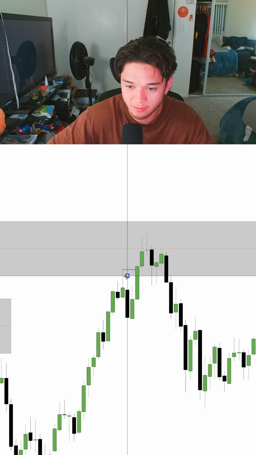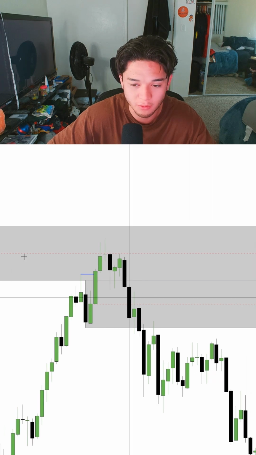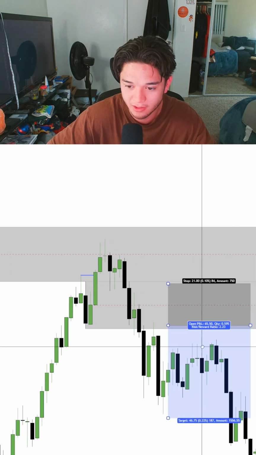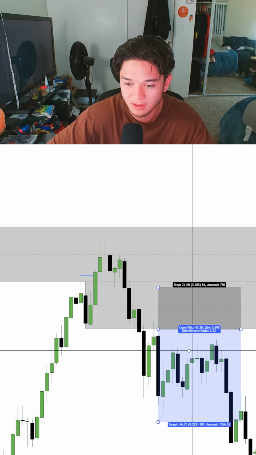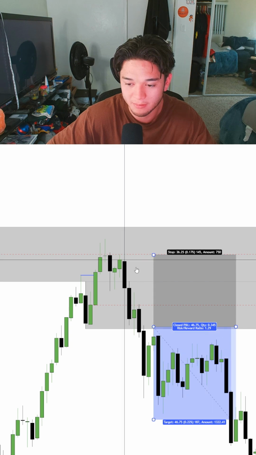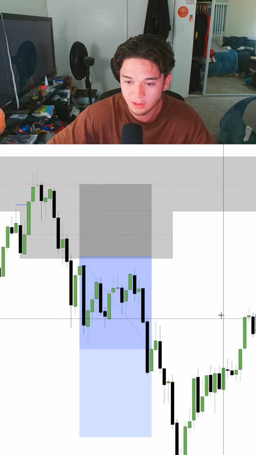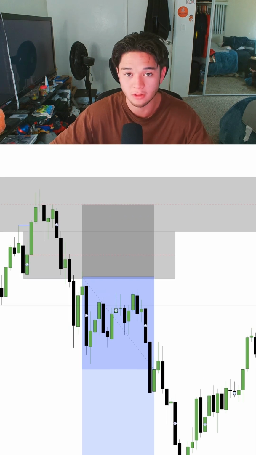they form everywhere. This is why I absolutely love the breaker. It's probably my favorite ICT concept because it just forms everywhere, especially on the 1 minute time frame. The 5 minute time frame, you can find a 5 minute breaker and zoom into the 1 minute time frame and look for a breaker to form there. Super clean, very powerful. Absolutely love the breaker.